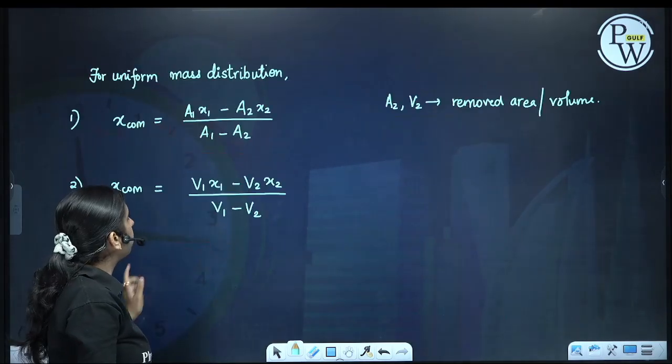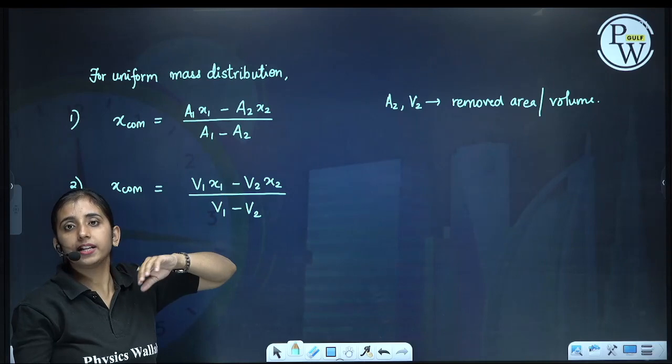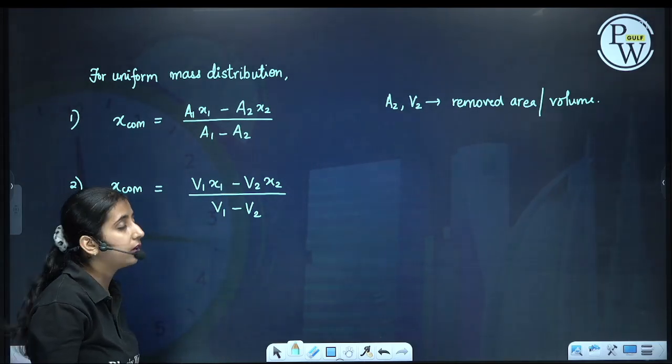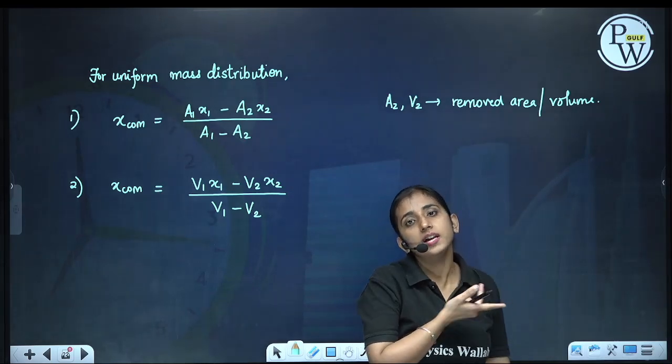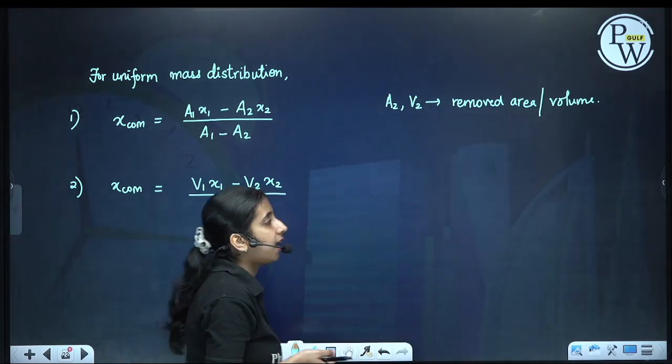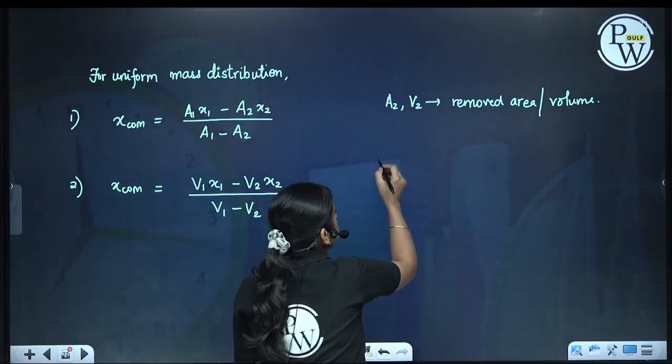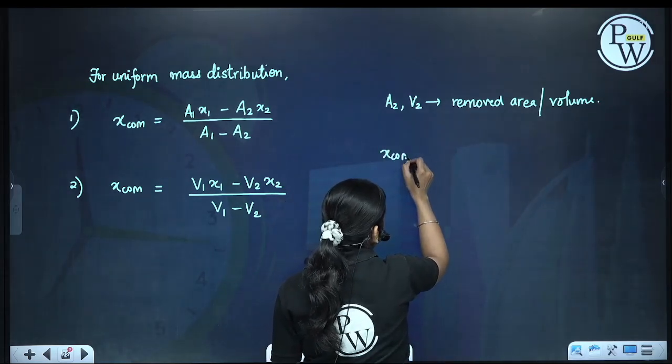We will be left with A1 X1 minus A2 X2 divided by A1 and A2. As we treated removed mass as negative, removed area and volume will also be treated as negative. Okay, in this formula, how do we get this?